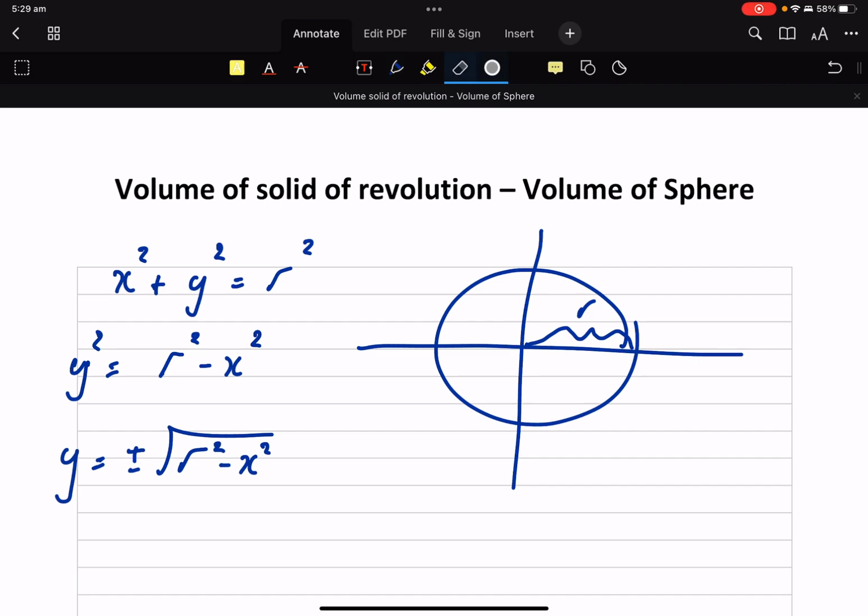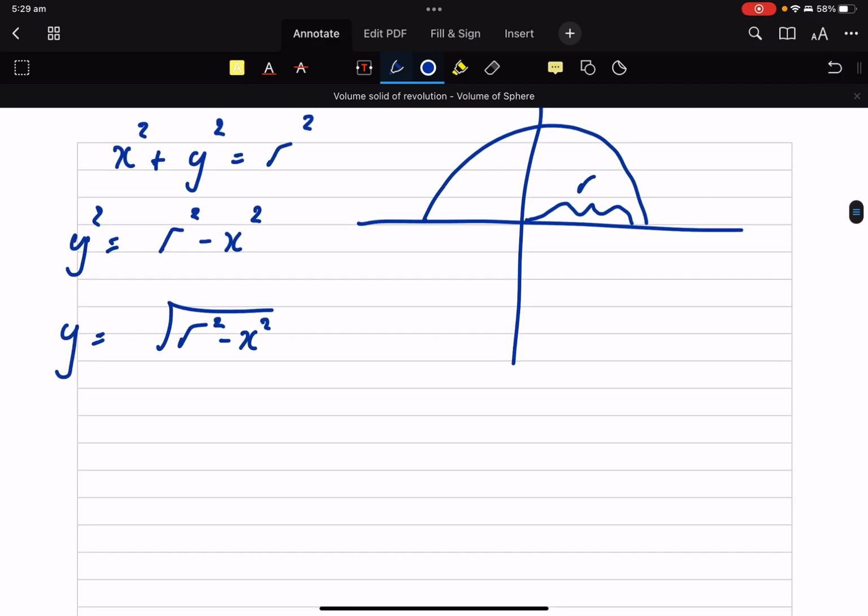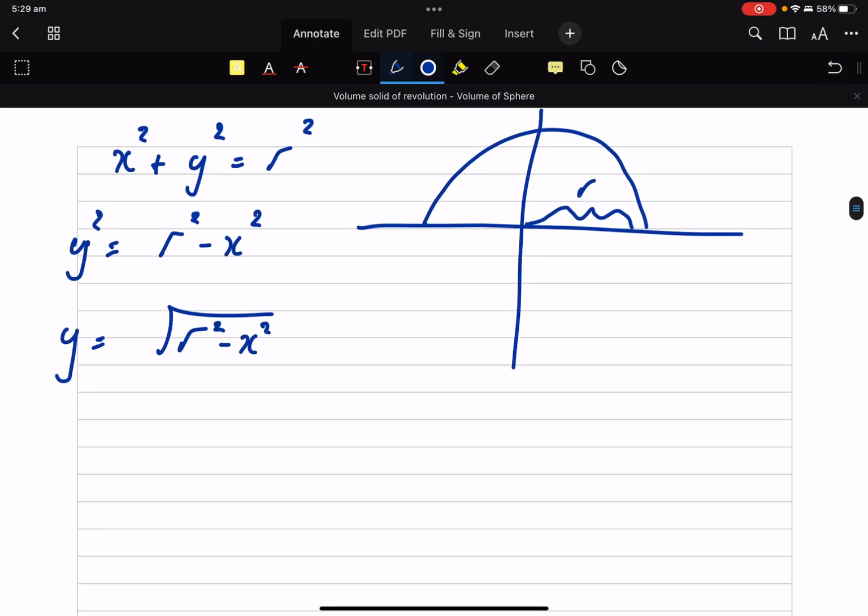Let's just take off that plus or minus. And what that will do is just give us the top half of the circle, because we don't have the minus. Okay, that's a good start, because now the volume of a solid of revolution is pi times f of x squared dx from a to b.